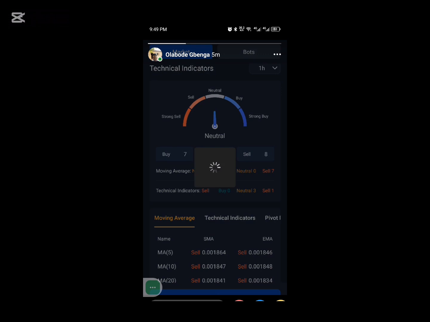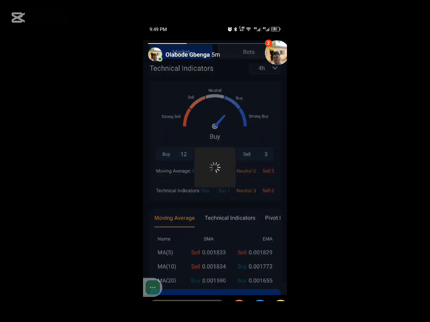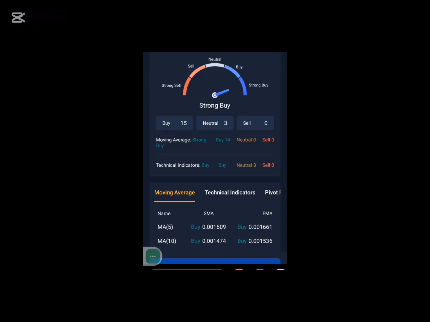So let's check 1 hour again. You can see the buyer is still taking over now, in the next 1 hour, while the seller is reducing. In the next 4 hours, again, you can see the buyer is still taking over. The coin is good to trade in the next 1 hour and 4 hours.